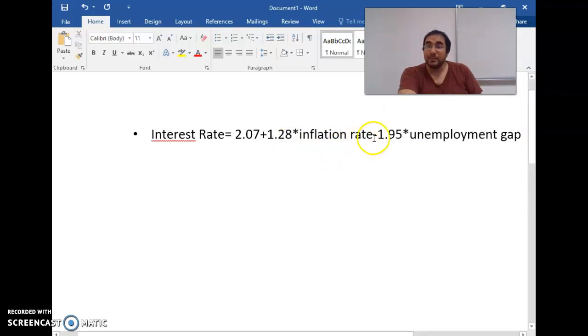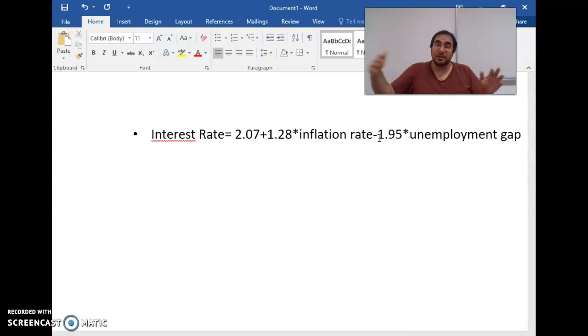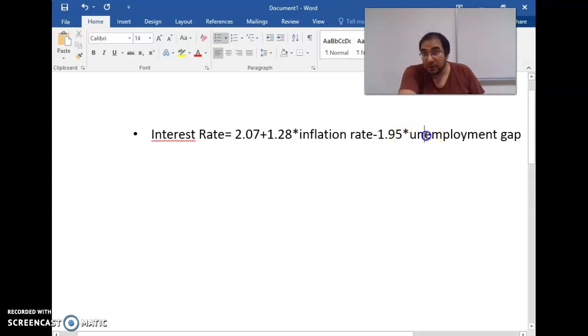And basically, if the unemployment is high, here we see how much the unemployment is diverging from NAIRU. If unemployment is higher than NAIRU, that unemployment gap will be positive. In that case, since we have a minus sign here, the interest rate will decrease. This is the case where you have a recession. Unemployment is higher than NAIRU, and in order to improve the economic system, you need to decrease the interest rate and increase aggregate demand.